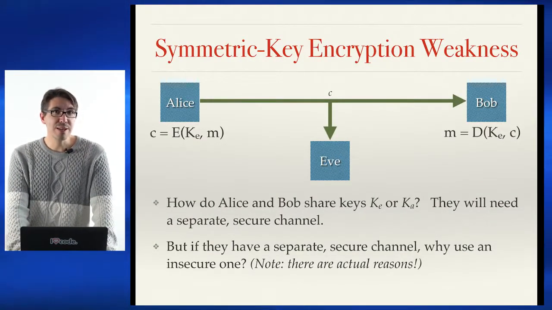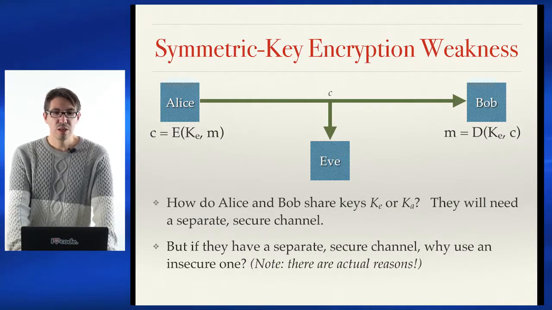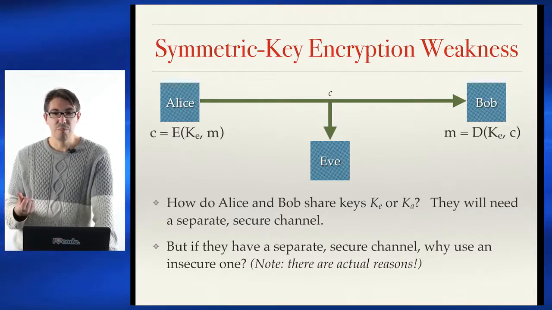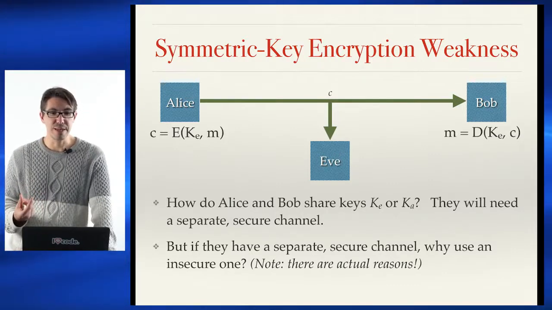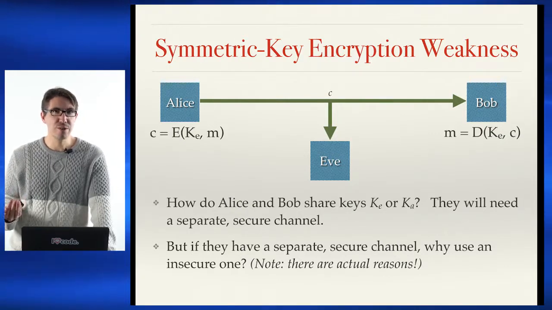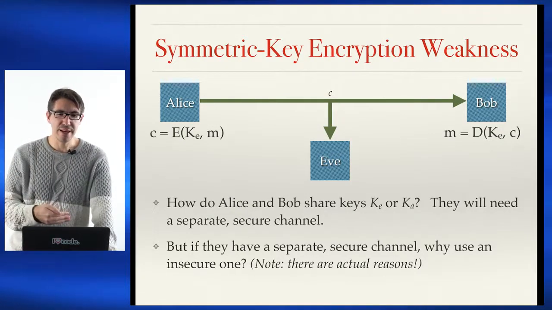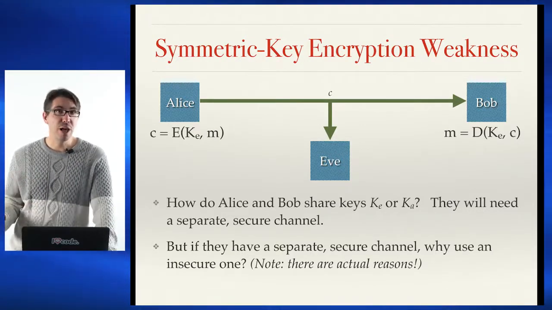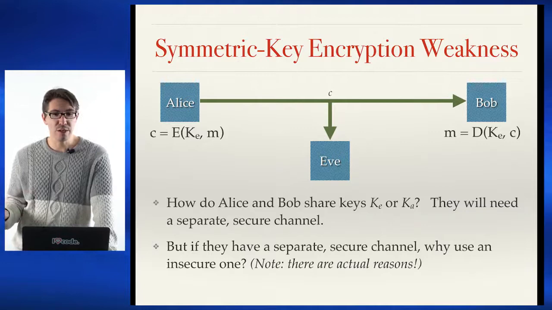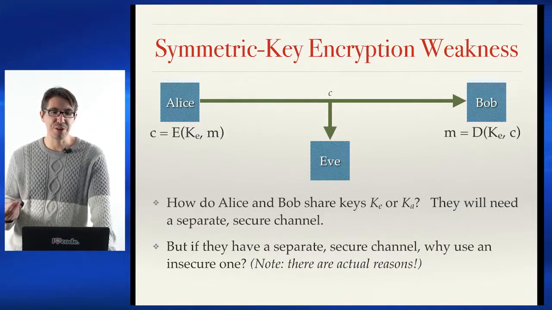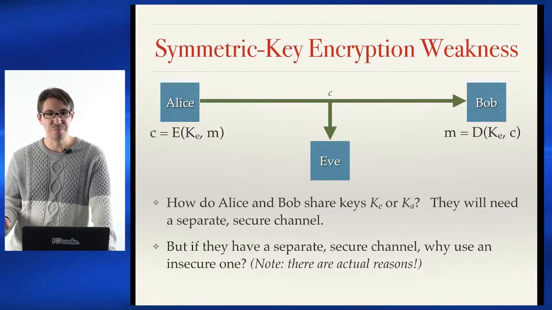However, there are some weaknesses with this approach. In symmetric key encryption, Bob and Alice need to know the same key. How do they get that information to each other? They need to share those keys, K sub E and K sub A, in some separate secure channel, for example, offline or on a secure network, etc. But if they have some separate and secure channel to communicate, why would they then use an insecure one?